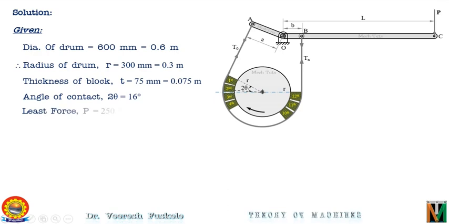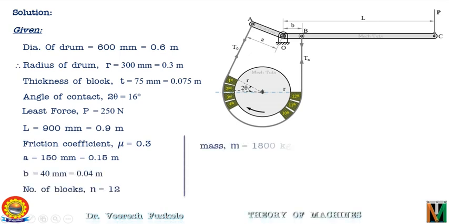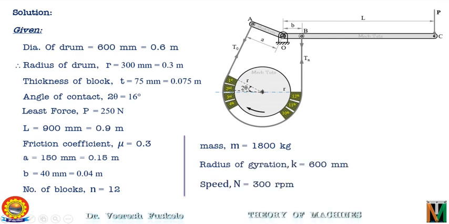The thickness of the block t is equal to 0.075 meter. Angle of contact theta is equal to 16 degrees. Least force applied P is equal to 250 Newton. Length L is equal to 0.9 meters. Friction coefficient mu is 0.3. Distance a is 0.15 meter. Distance b is 0.04 meter. Number of blocks n is equal to 12. Mass m is equal to 1800 kg. Radius of gyration k is equal to 600 mm. And speed N is equal to 300 rpm.